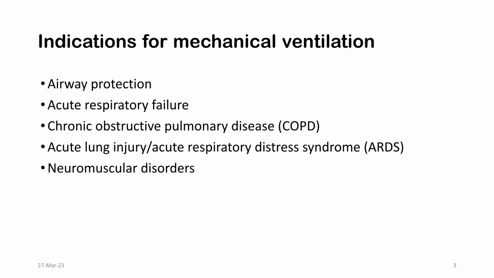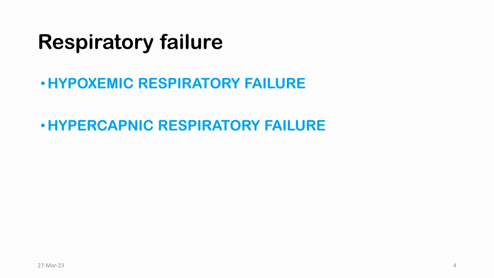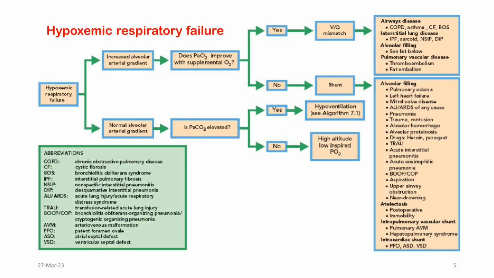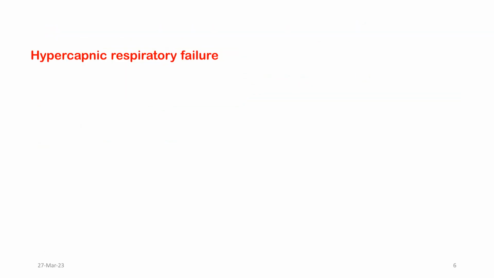Indications for mechanical ventilation include airway protection, acute respiratory failure, chronic obstructive pulmonary disease, acute lung injury/ARDS, and neuromuscular disorders. Respiratory failure can be categorized as hypoxemic respiratory failure or hypercapnic respiratory failure. This slide highlights hypoxemic respiratory failure. This slide highlights hypercapnic respiratory failure.